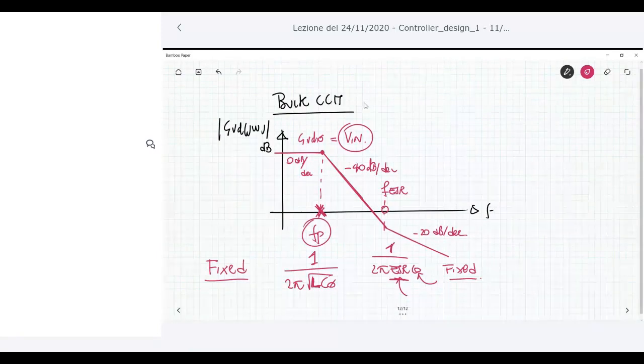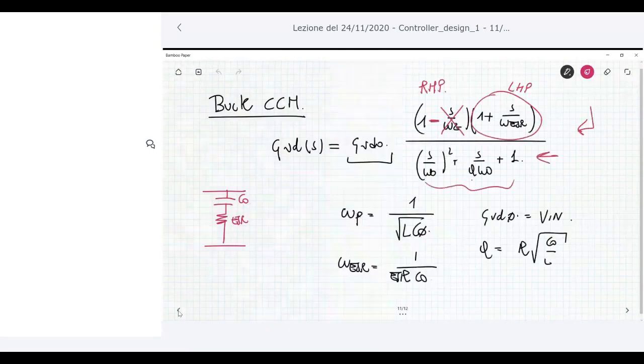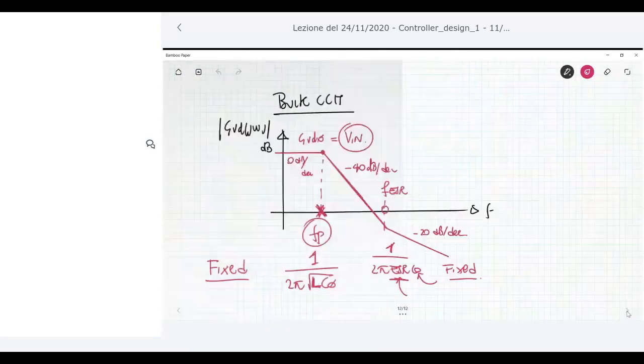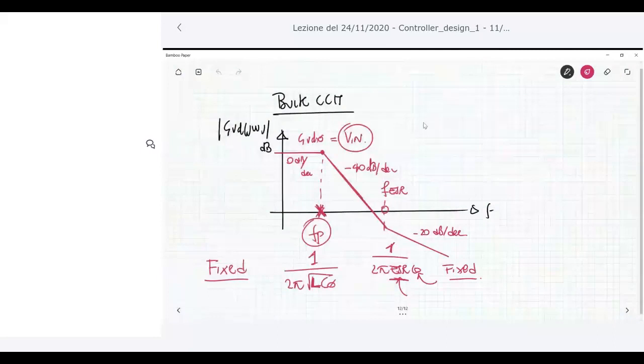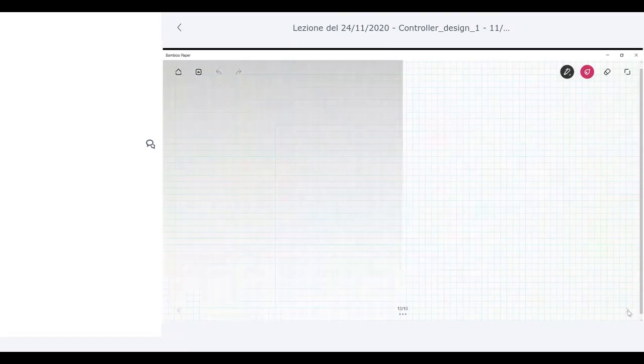This happens for buck CCM. For electronic students, remember that we derived this expression by looking at the method called the PWM switch method. We derived this expression.